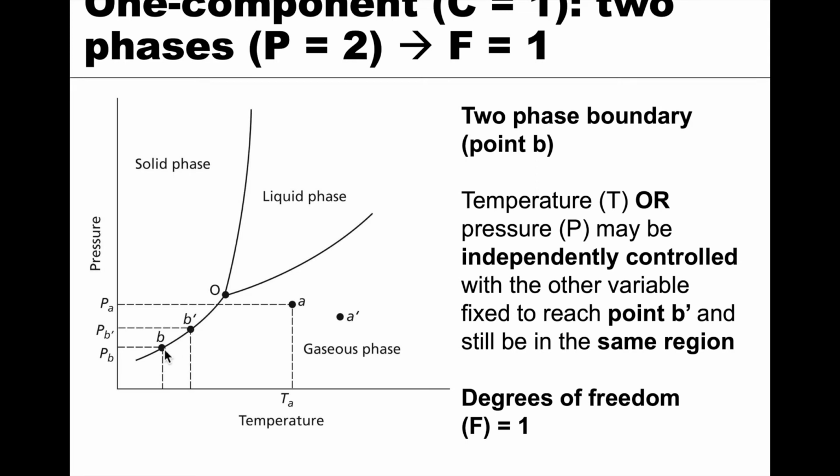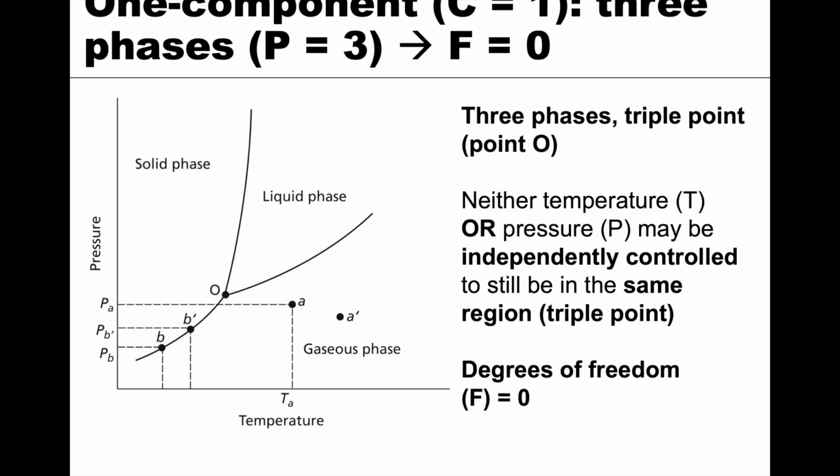I can move pressure by going up, but then I have to move temperature a fixed amount to maintain that line. So I can only move one independently controlled variable at a time to maintain the equilibrium that I have. I can either move temperature or pressure, and then the other one is fixed to get to a different position on this line. And so on this two-phase equilibrium line, this boundary, my degrees of freedom is 1, because I can only move temperature or pressure.